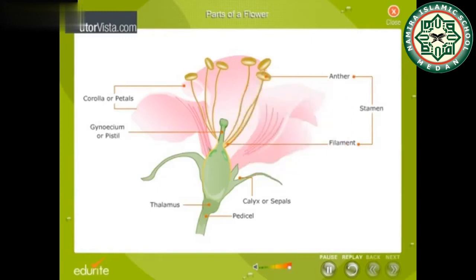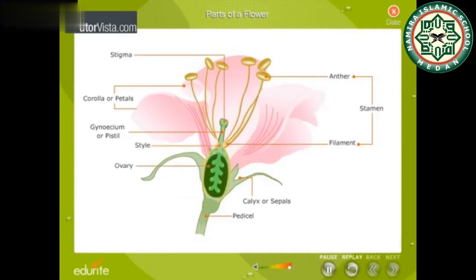The female part of the plant is made up of the stigma, which is the terminal part of the pistil, the thread-like structure called the style, and the basal swollen part called the ovary. The ovary has ovules which contain the female reproductive cells called ova.